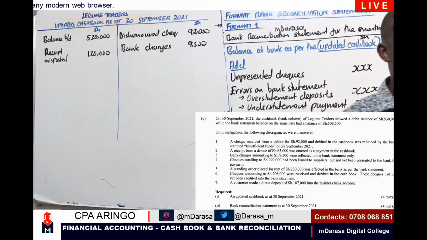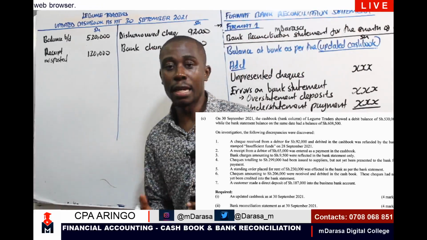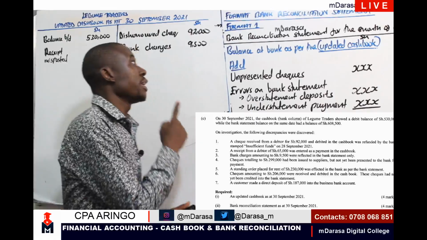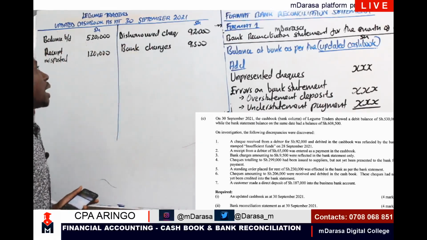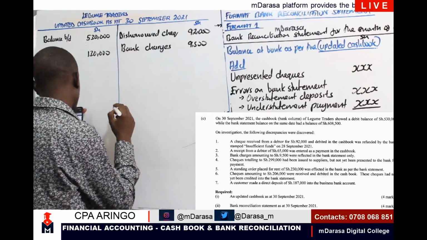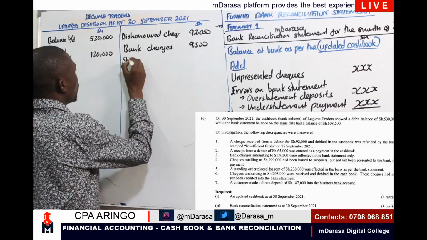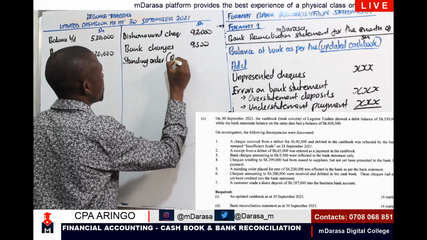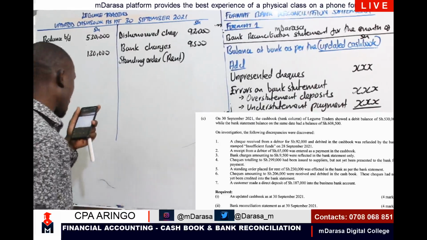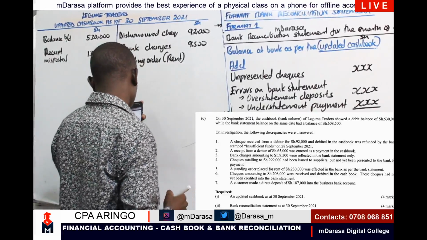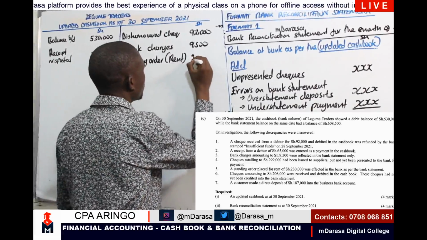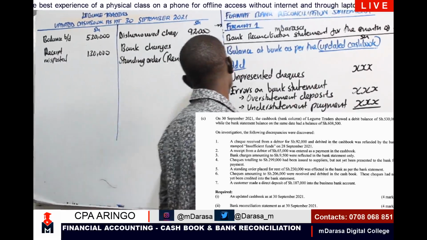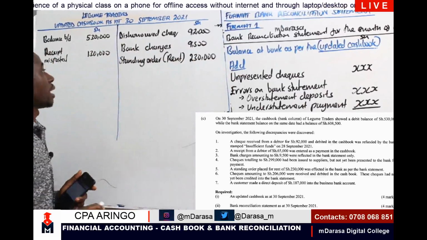Remember, these are standing orders. These are direct debits. It was already effected in our bank statement. So we are also supposed to record it where? In our cash book account. So therefore, I'm going to have the standing order here, which in this case is our rent. Standing order, a figure of how much? I'm given a figure of 230,000. That was our standing order.